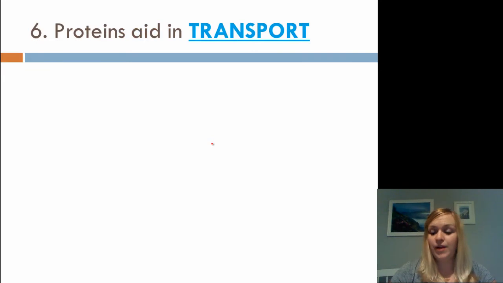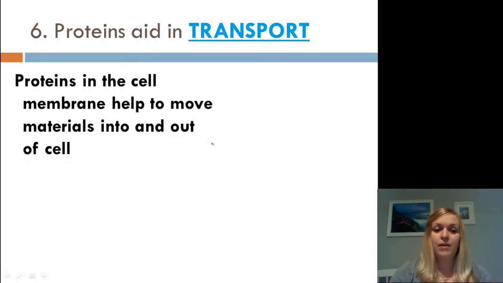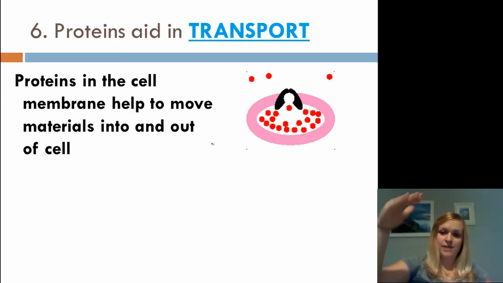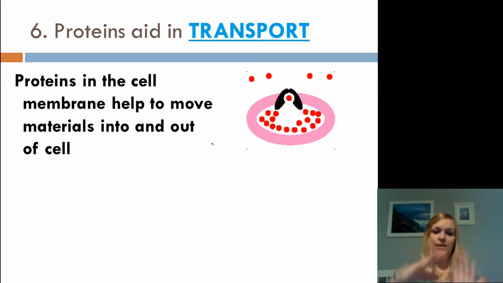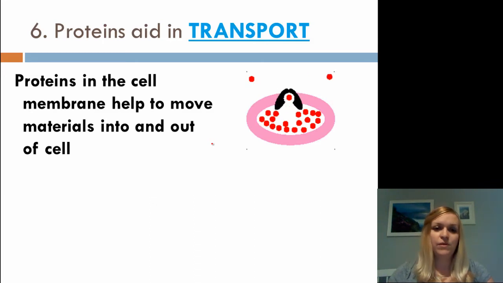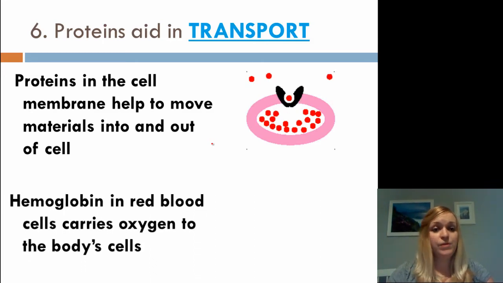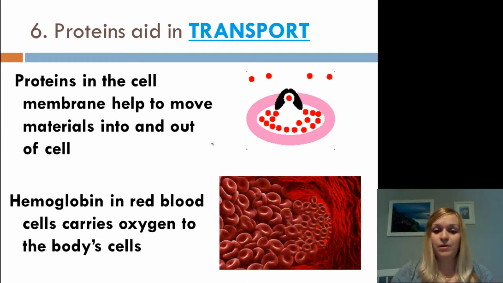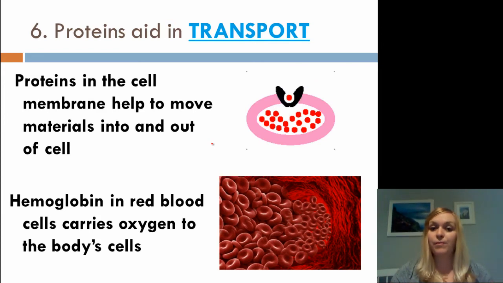Okay, proteins aid in transport. This goes back to our cell membrane. We have lots of different proteins in the cell membrane, and they help to move materials into and out of the cell. Here's a little animation for you to see. Proteins stick out on both sides of that membrane, and they act as a channel, going back and forth, letting in or out different materials. An important protein, as an example, is hemoglobin. This is a protein we have in our red blood cells, and it helps to carry oxygen to all of our body's cells. Without that hemoglobin, we wouldn't be able to oxygenate everything in our body.